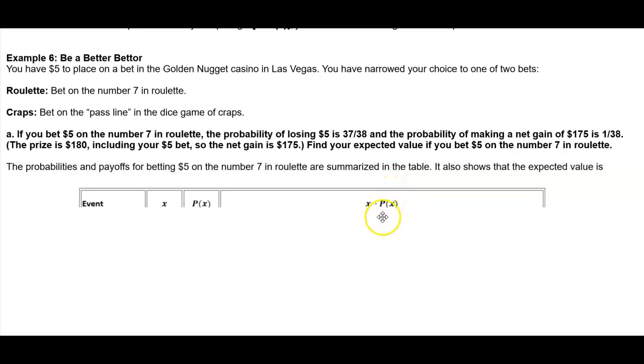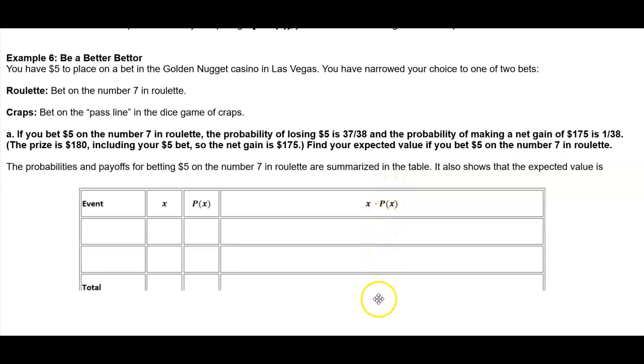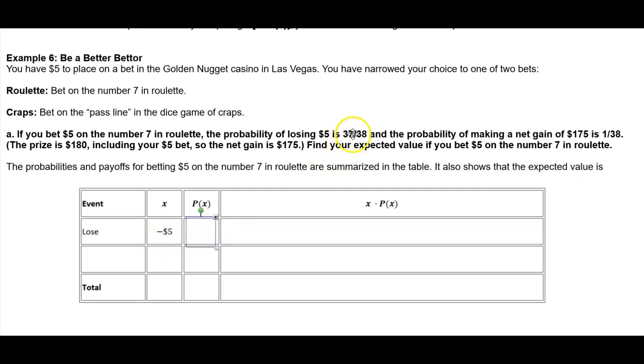So we want to create this table. So the table is going to be the following. We have the event, we have the value for x, we have the probability of x, and then we're going to take the data value x and multiply it by the probability. Now the first event is that you lose. Now if you lose, that means you're going to lose $5 because that's how much you bet on it. And the probability of losing, which is up here, is 37 over 38.